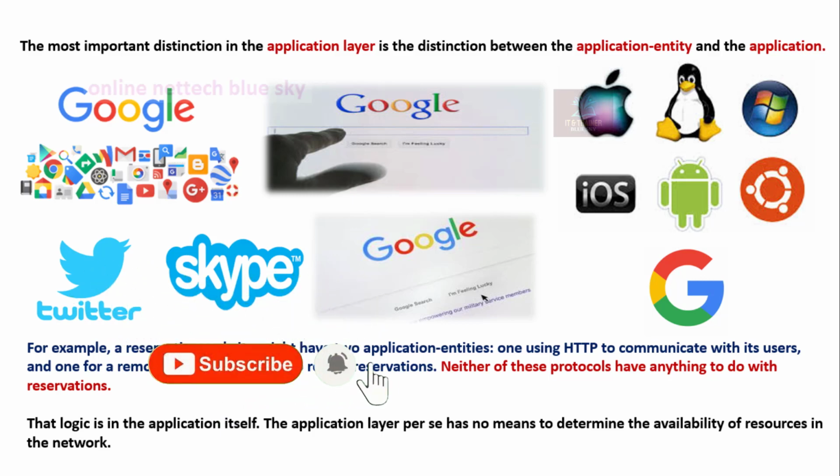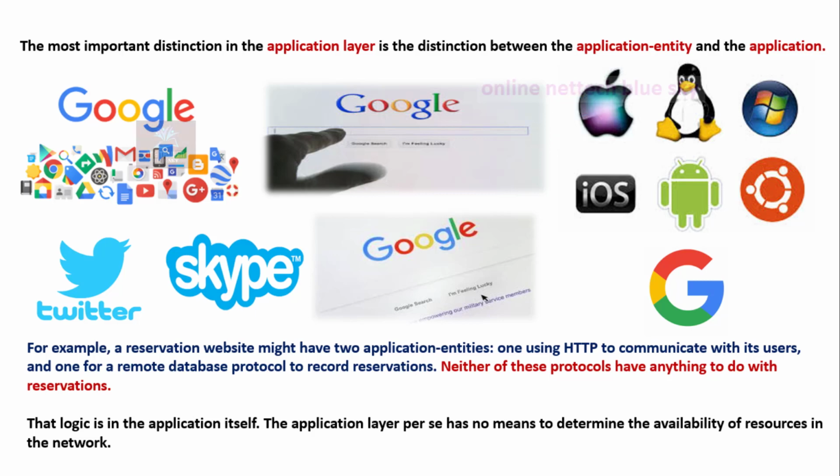The application layer per se has no means to determine the availability of resources in the network. So what is the logic in the application itself? The application layer has no means to determine availability. So if data is available in Google, it shows; and maybe the data is not available, so no result is shown in your search engine. Why? Because that topic has no result in the Google system.